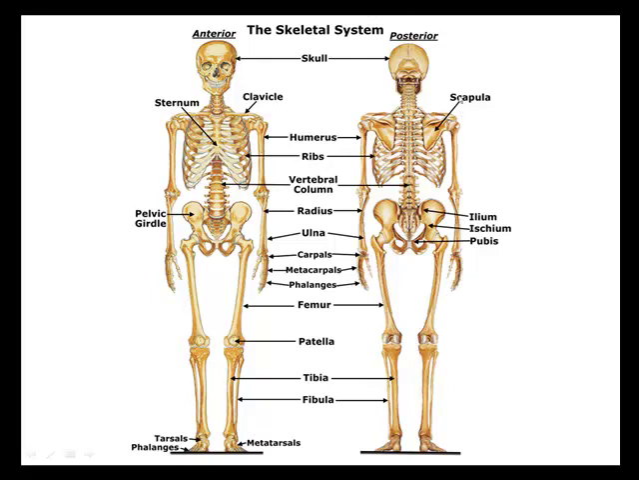Your scapula is the shoulder blade, on the back. This is your ilium, your ischium, and your pubis bone, and your pelvic girdle, the two big parts of your hip.